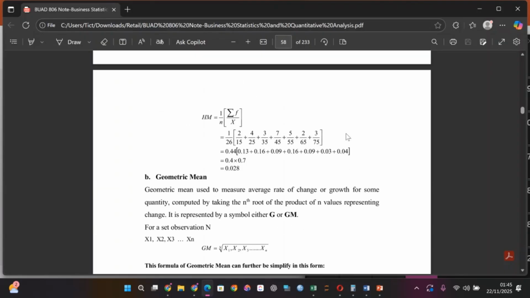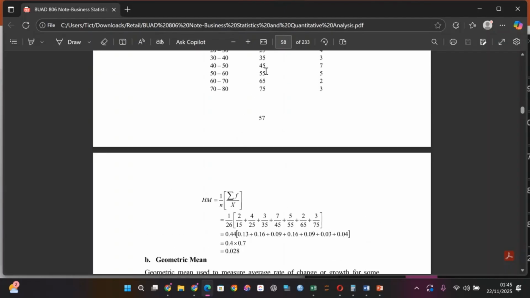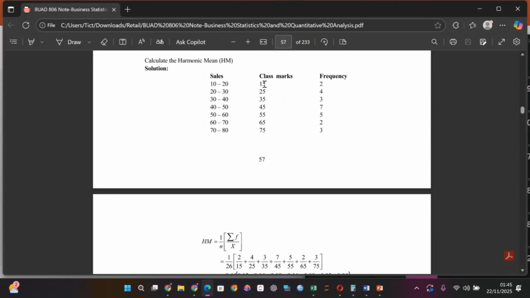Can you see this? So the class mark is 15, and here they have this divided by this, divided by this. This one is very straightforward, sincerely, no issue. So by the time you do this, you can see you have 2 divided by 15. This 15 is your class mark. See where it's coming from. The 2 is the frequency here, because the formula is sigma f divided by x.